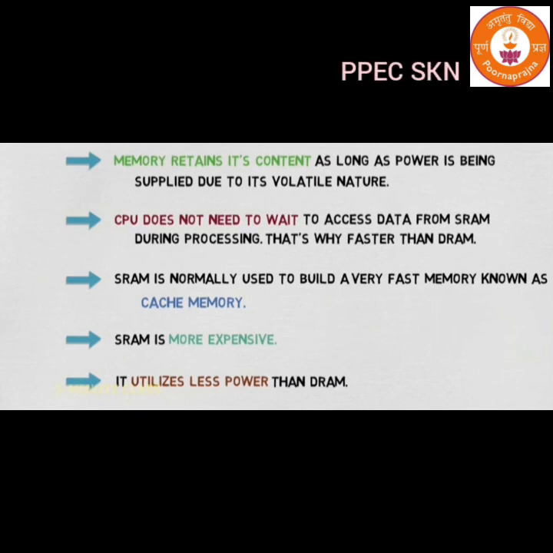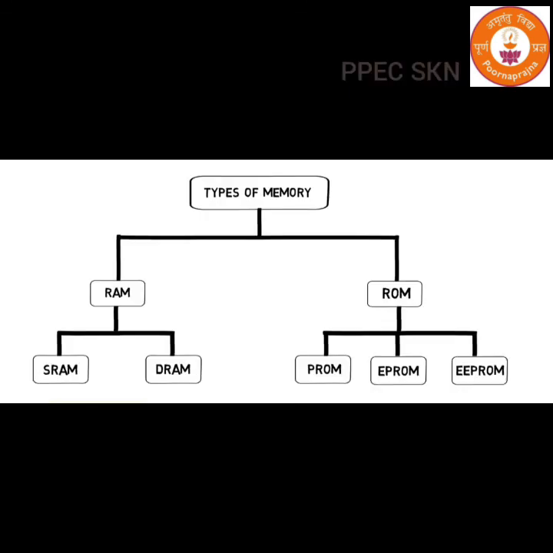SRAM is normally used to build a very fast memory known as cache memory. About cache memory, we already completed one video, for those who did not watch it. So static RAM is normally used to build a very fast memory known as cache memory. Static RAM is more expensive compared to dynamic RAM.